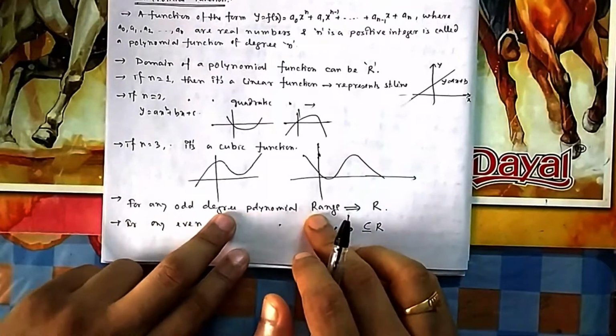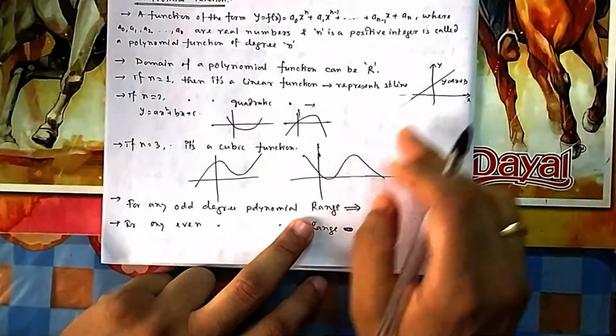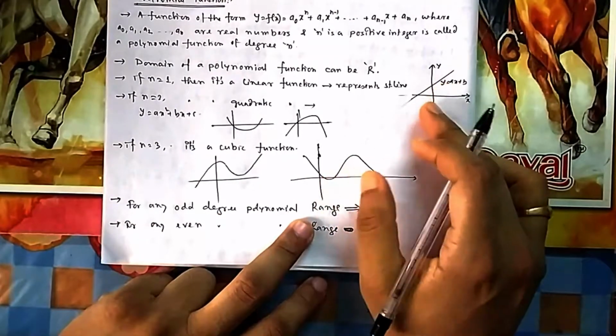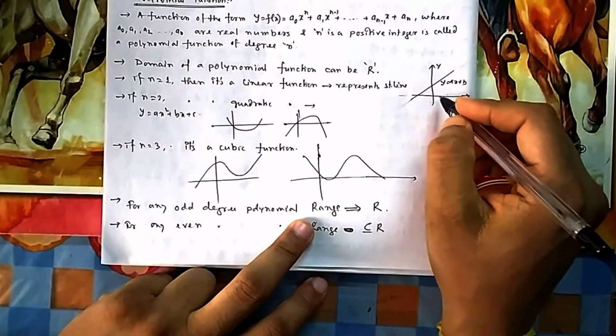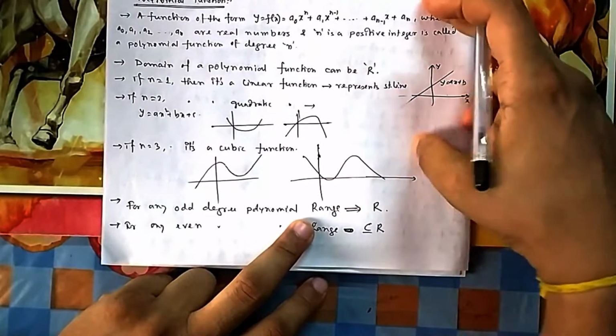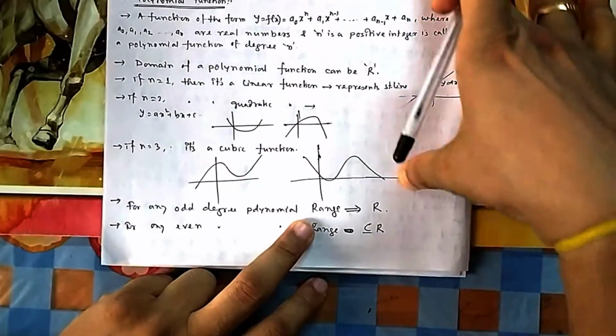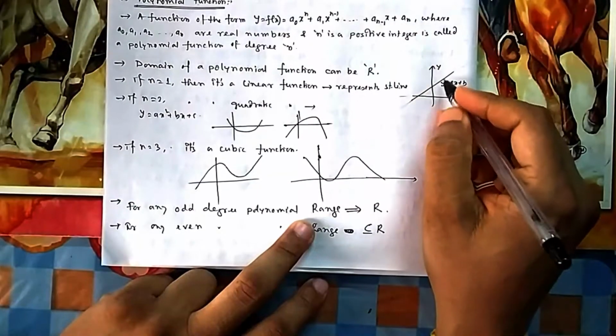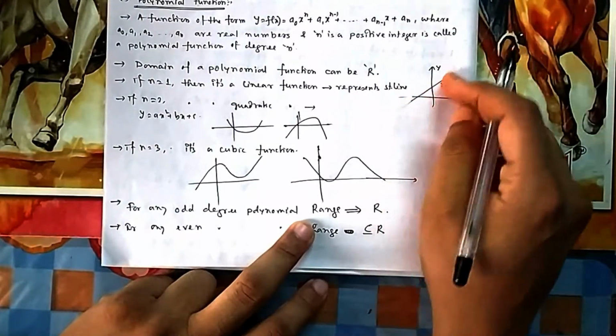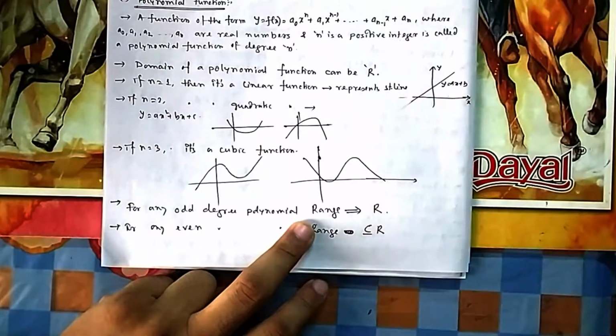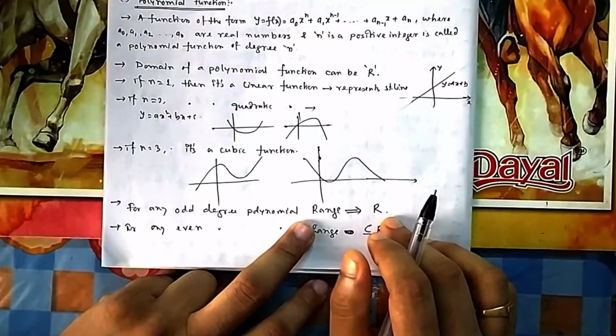Now for any odd degree polynomial, like this one or 1 or 3, the entire y is covered, because all y's are covered. You can see your y-axis. If you draw this line, the entire y-axis is covered. All values of y you will get. Somewhere or somewhere you will get all positive, negative, 0, all values of y are possible. So the range becomes R.